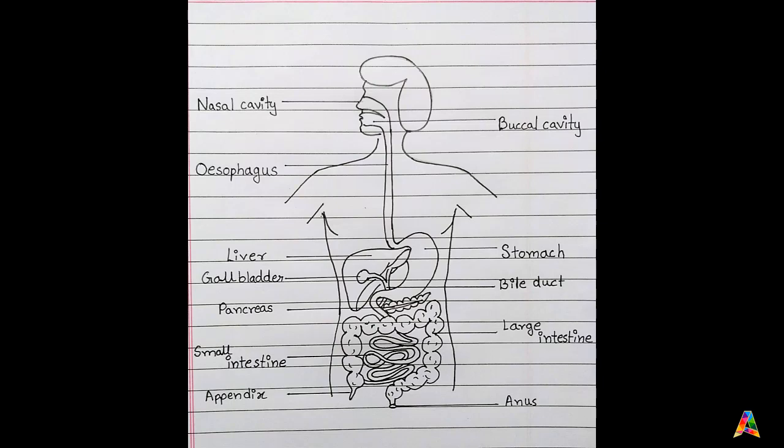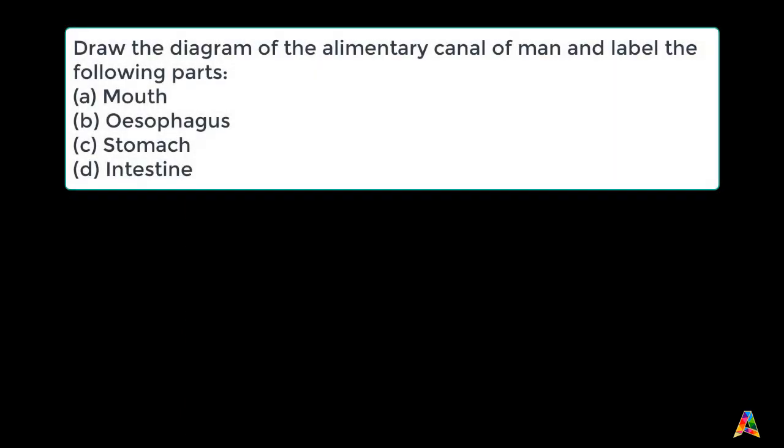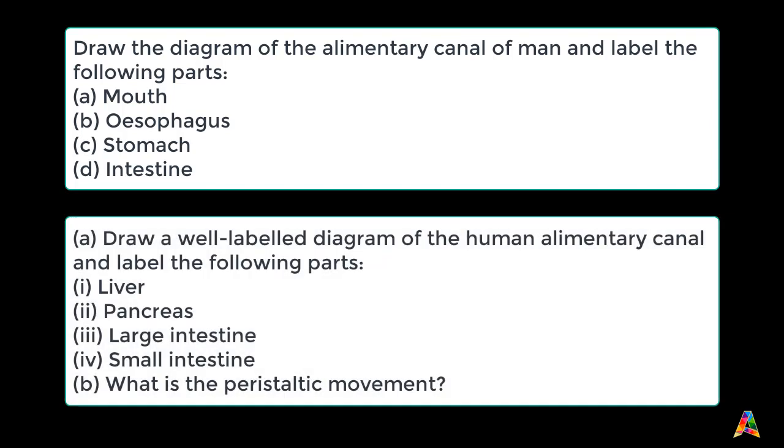It may seem like too many instructions at first, but after you draw the diagram a couple of times, it will be easy. If you practice well, you can draw it within 5 to 6 minutes, and that will surely help you in the exam. You can also revise the digestion process and the function of each organ while practicing the diagram. Here are some examples of questions related to drawing the human alimentary canal, that is the digestive system.